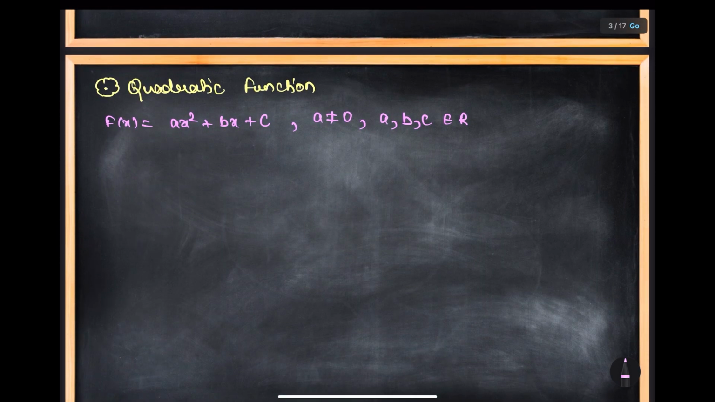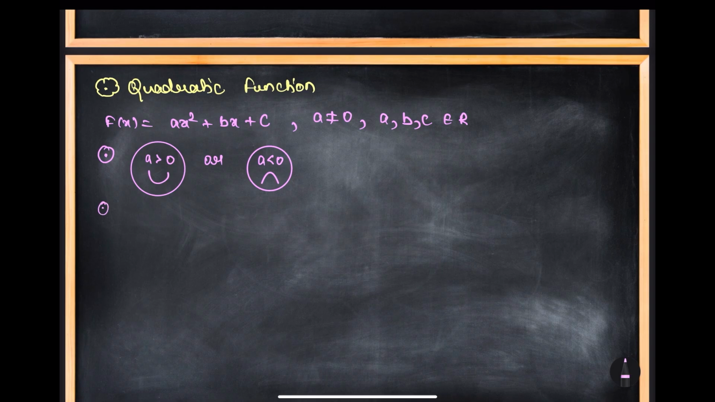So some points you have to memorize. The first condition is that if a is greater than 0, the coefficient of x square, you will be having a happy face, an upper opening parabola. Or if a is less than 0, you will be having a sad face, a lower opening parabola. So your graph will be either an upper opening parabola or a lower opening parabola. Okay, so this is the first point which you have to memorize.